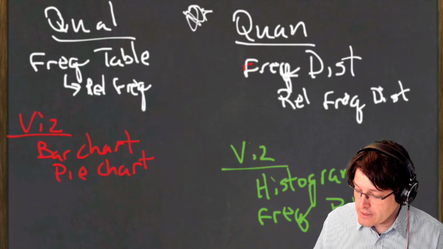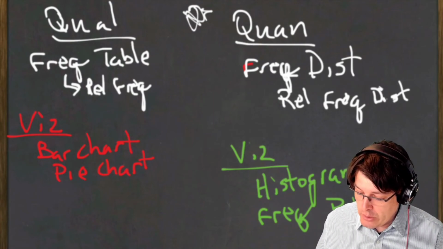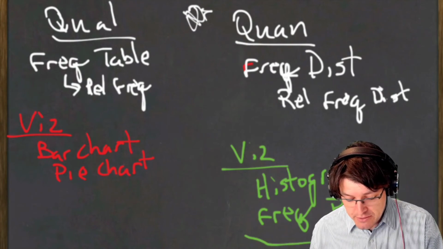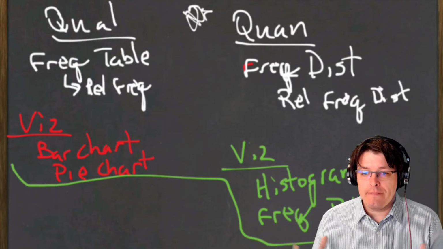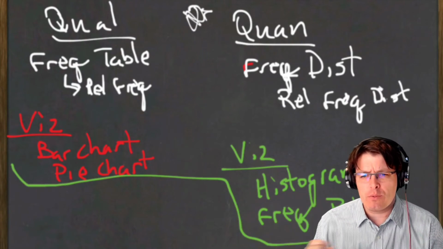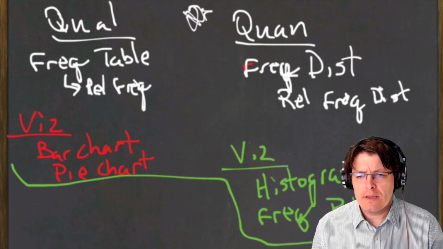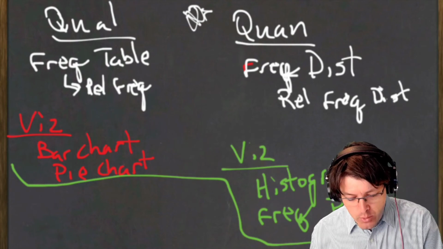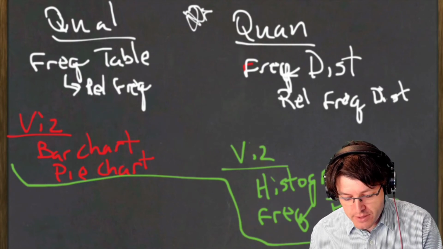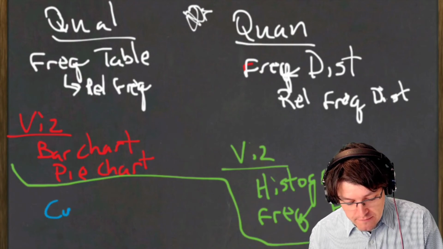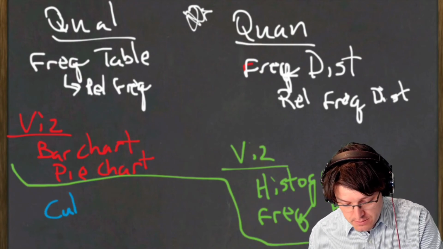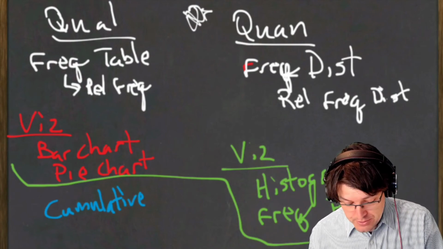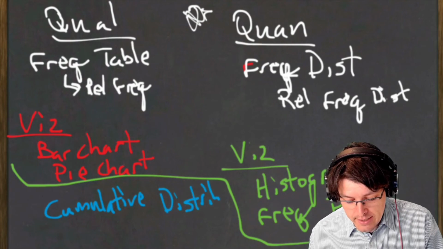The last little concept in chapter 2 is a little bit different. All of this material is self-contained, and it's all about displaying the same type of data where we're just counting up what's in our variables. But we will finish out the chapter with this concept of cumulative distributions.